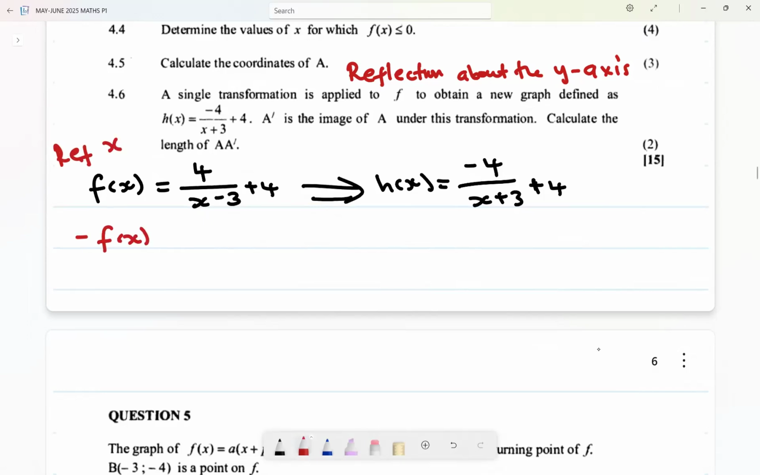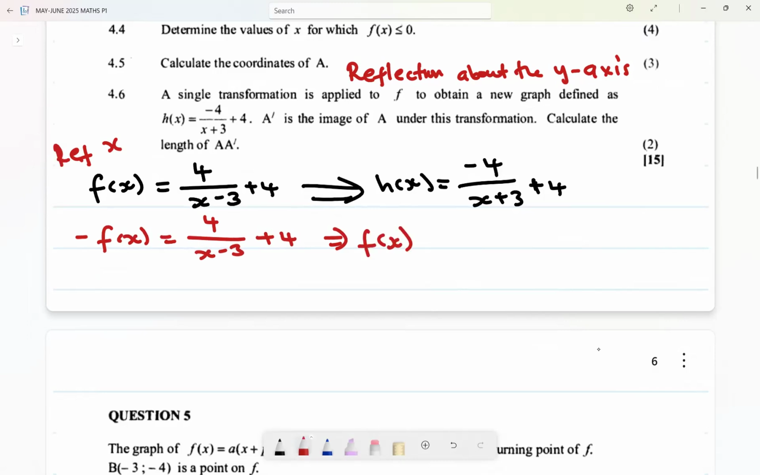f of x is equal to 4 into x minus 3 plus 4. But I do not want to have my f of x as negative, so I'm going to divide everything by negative 1. When I divide by negative, I apply the sign change everywhere.